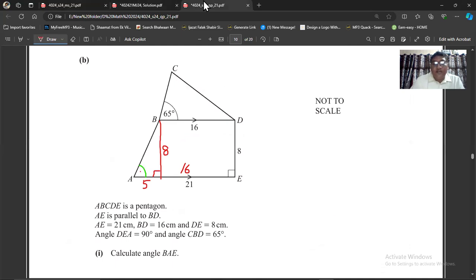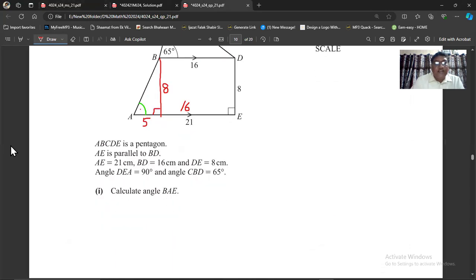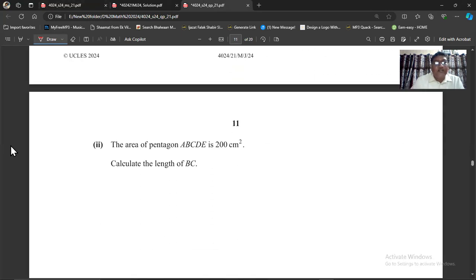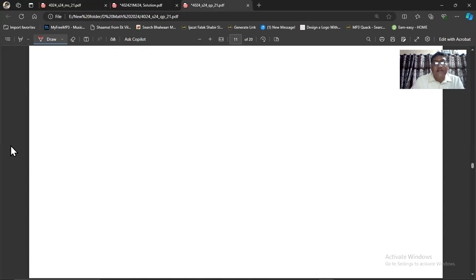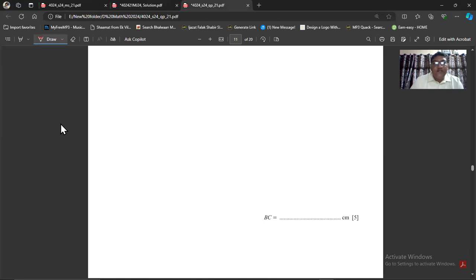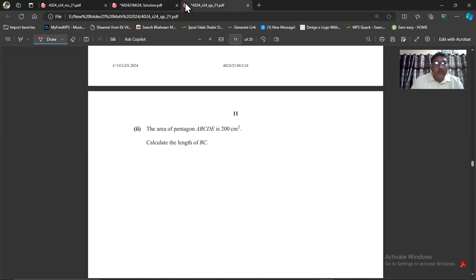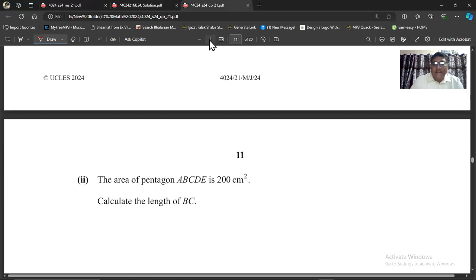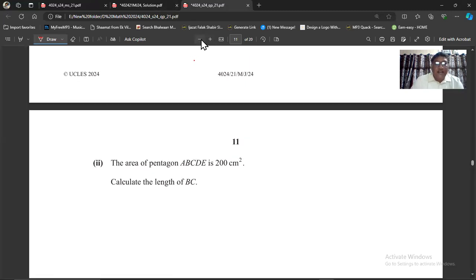Question number 7, and it's B part. So here we are going to the next part, the second part. It's a 5 marks question. Let me show you this. Okay, so this is what they are asking. In the second part, they are asking us to find out: the area of the pentagon ABCDE is 200 centimeter square. Calculate the length of the BC.